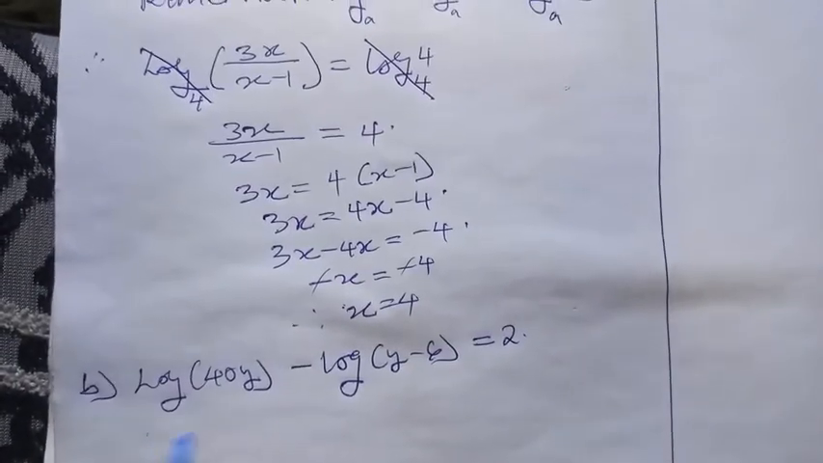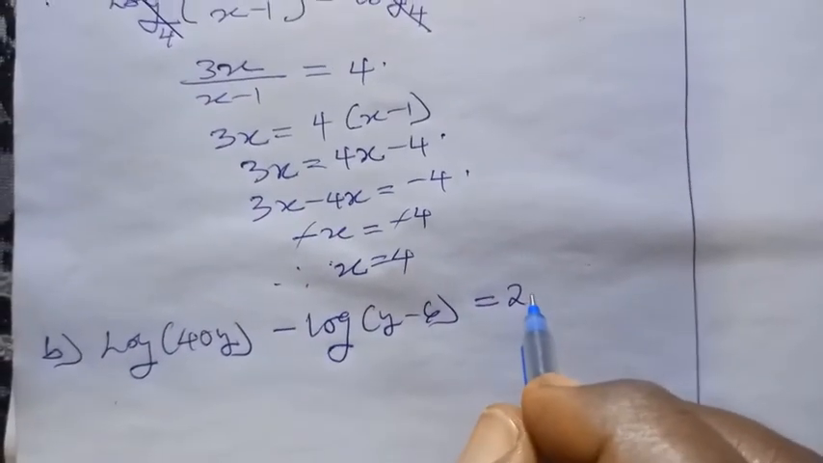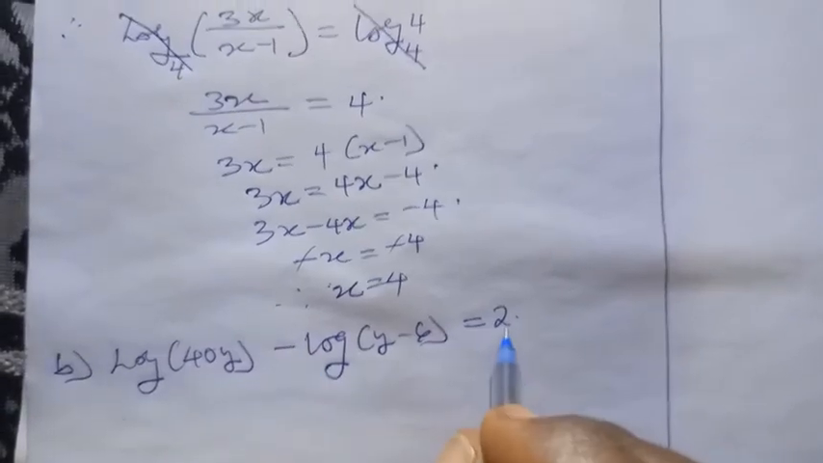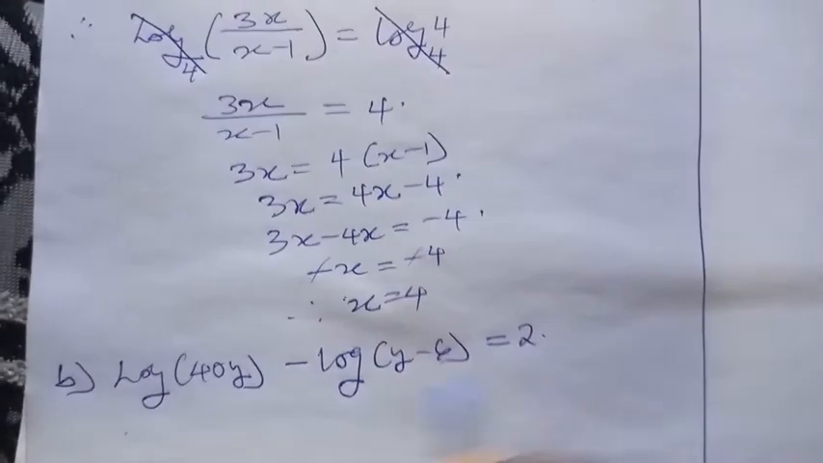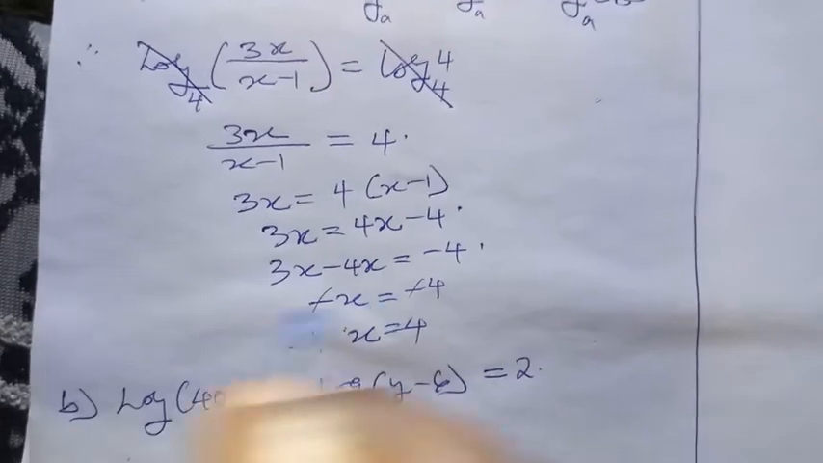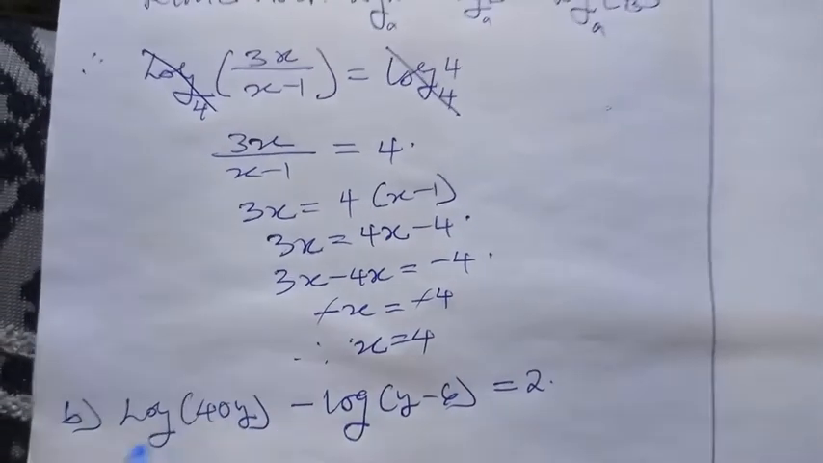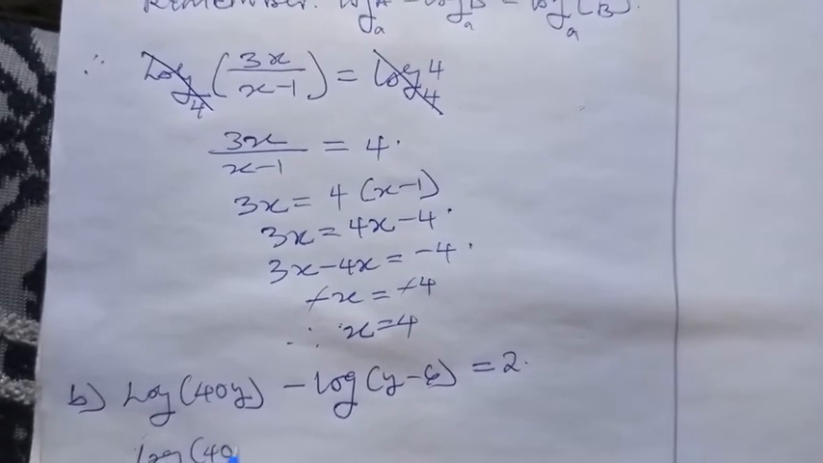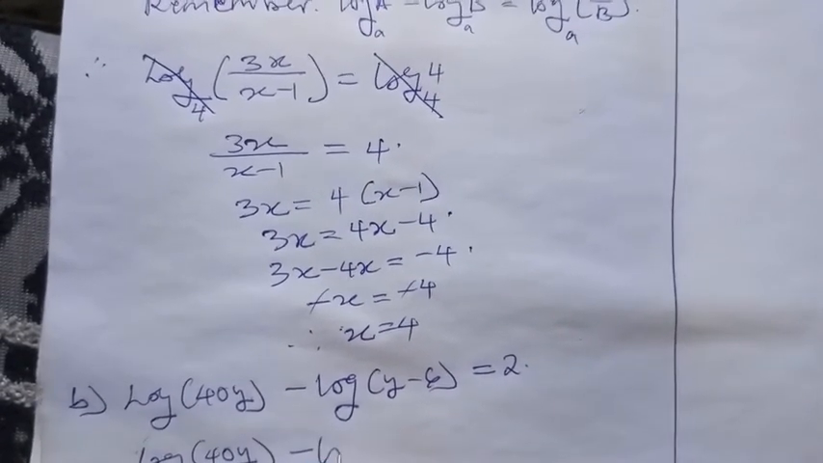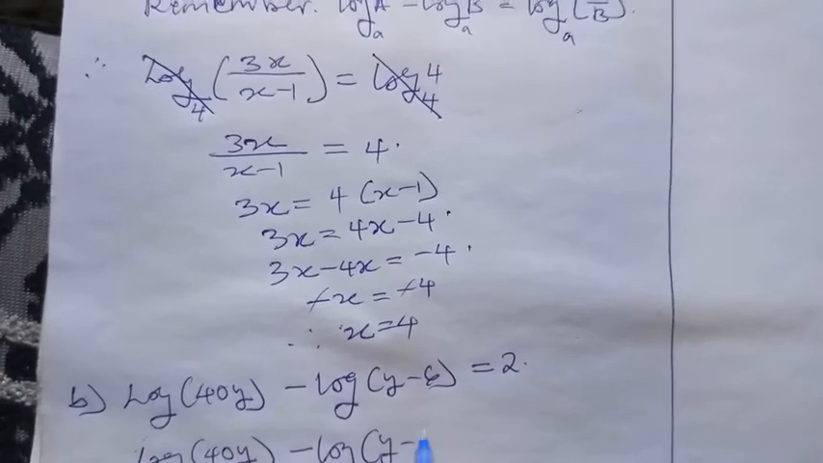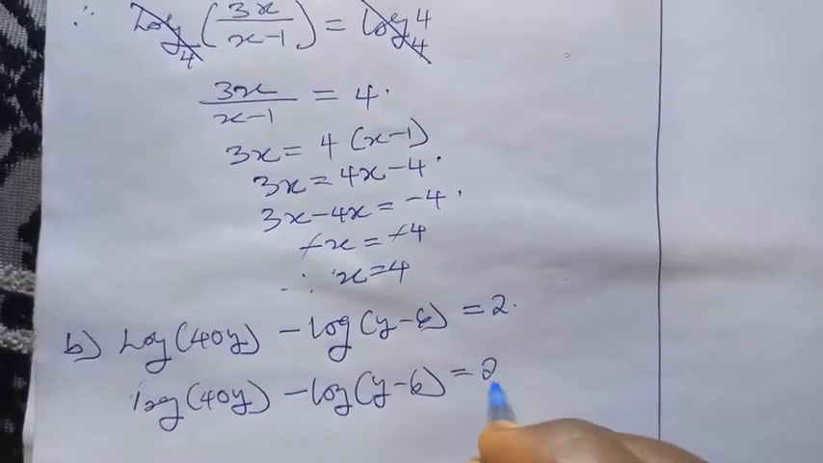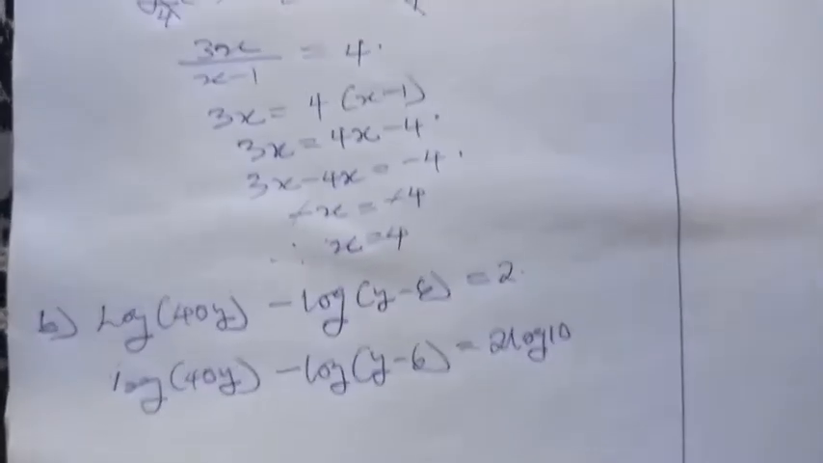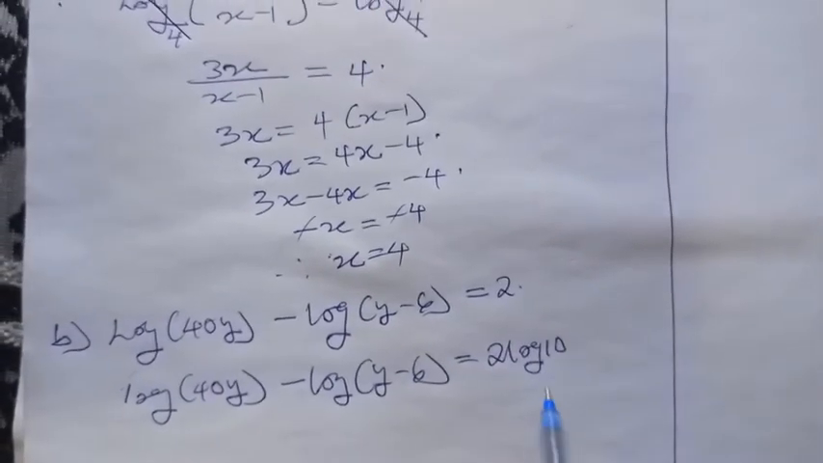So I will introduce a log of base 10 and apply it here, where there's no logarithm. There is no logarithm here, so I have to introduce one here. So I don't have to write the base 10. Okay, so I'm going to have log 40y minus log y minus 6 is equal to 2 log 10. Log 10 base 10 is 1, right? There is a base 10 here, so log 10 base 10 is 1.